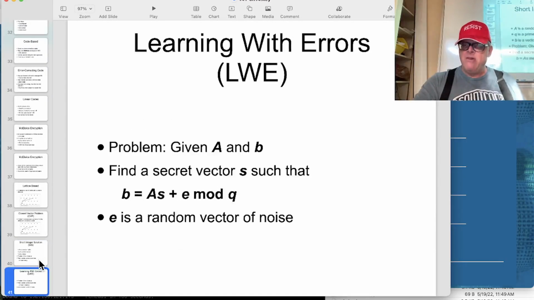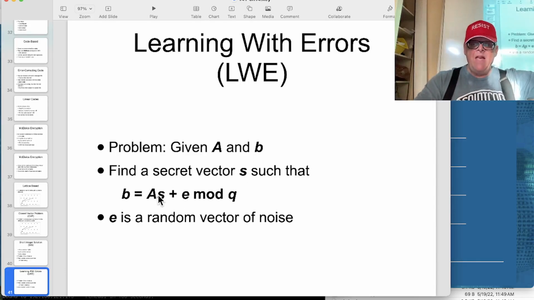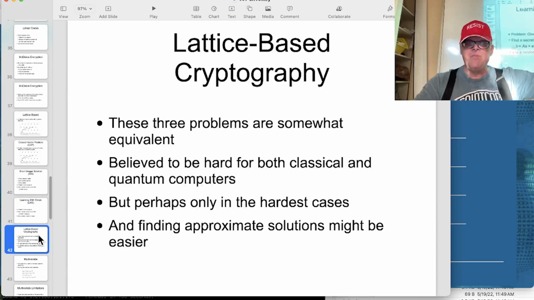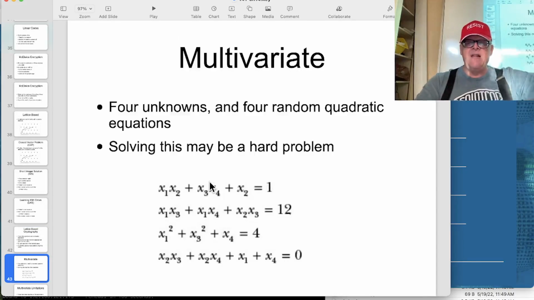Then there's learning with errors. And this is where you have A and B, find a secret vector S so that A·S plus E mod Q is B. And so E is a random vector of noise, and you're finding a secret vector here again. This is another expression of the problem. All right, so I see these 3 problems are somewhat equivalent, and they're believed to be hard for both classical and quantum computers. So that's the game.